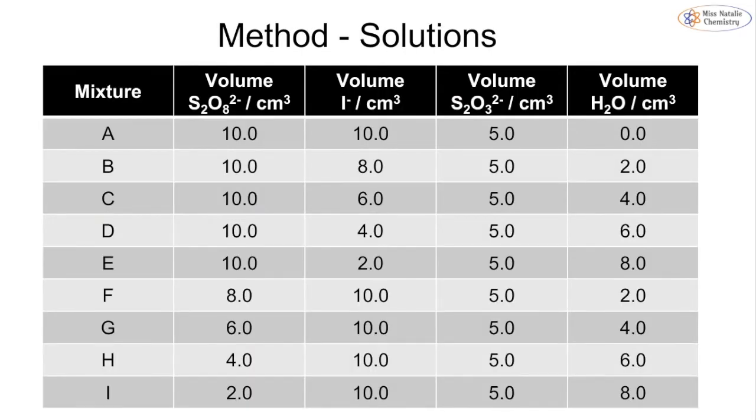So you can see that we have various different solutions here, and we're going to vary either our S2O8 ion or our iodide ion. And so we end up with 9 different samples here, that we can then have a look at. And of course you can see the water changing here, just to make sure that we keep a total volume of 25 centimetres cubed.